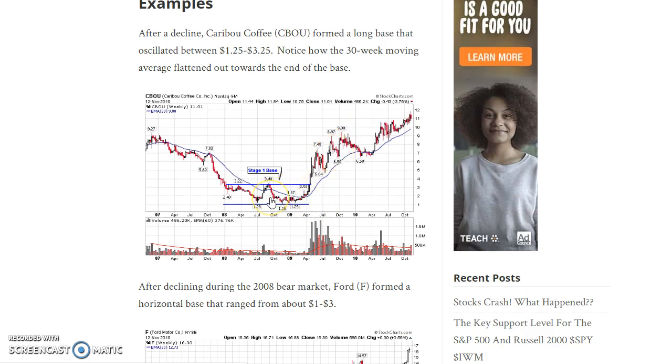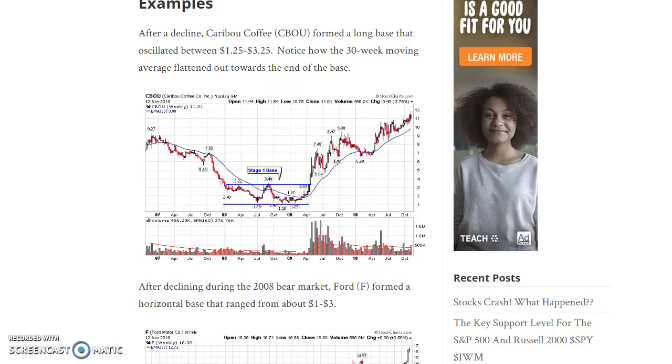So 2008 was a period of destruction, but it was also an amazing gift because the returns right after 2008 were unbelievable. I remember trading stocks in 2009, and it was like shooting fish in a barrel. You could just buy anything that was starting to break out on big volume, and there were huge advances.